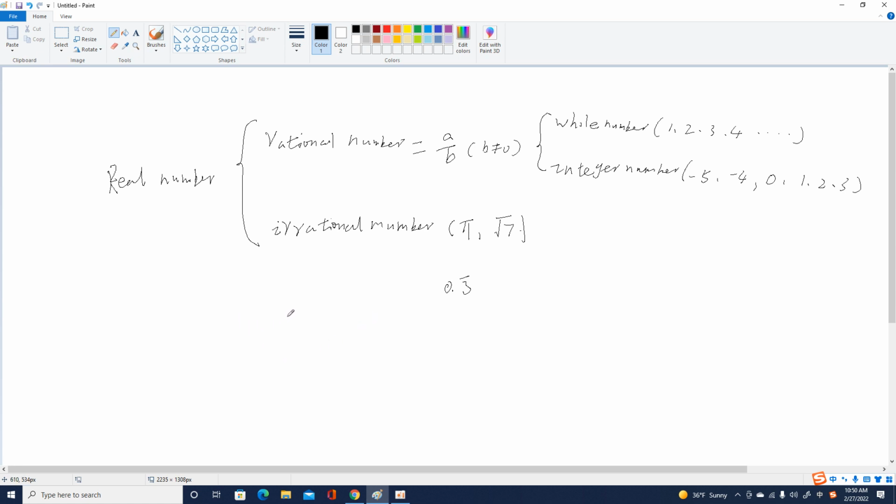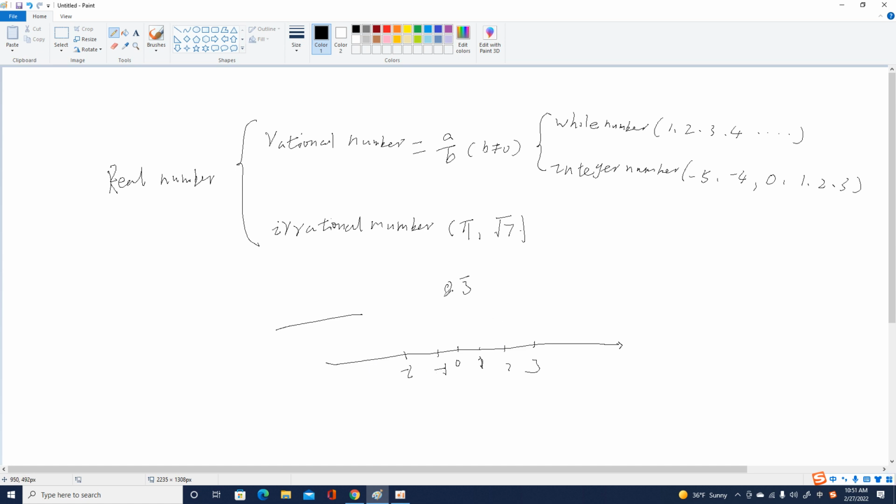A real number can also be expressed using a real number line, like this. That is 0, 1, 2, 3, negative 1, negative 2. That is a real number line. Every real number can be expressed on this real number line. For example, the 1 is here, and any real number can be placed on it.